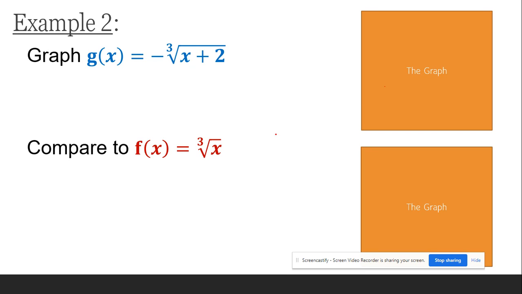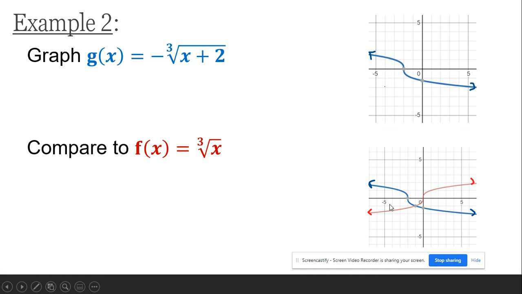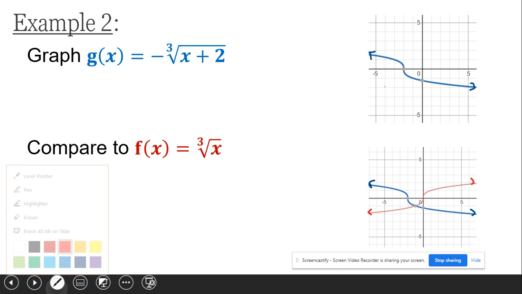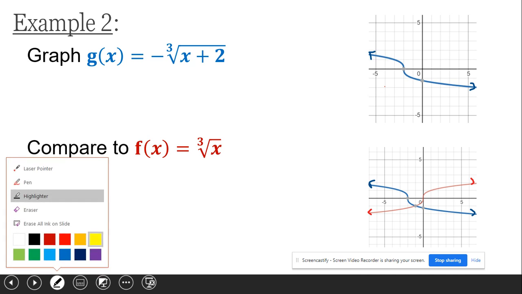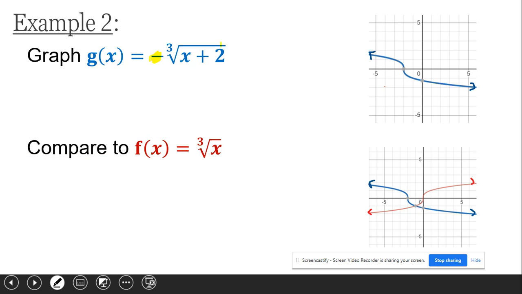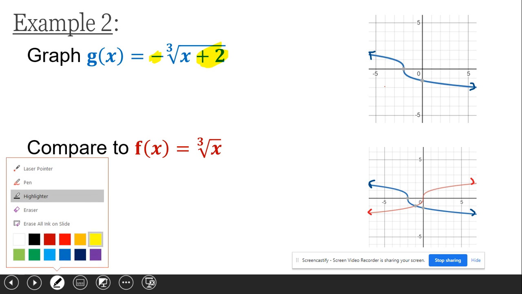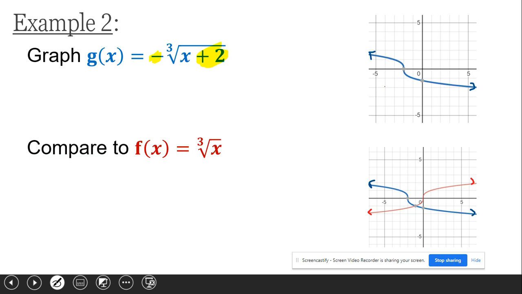Example number 2, we want to see what's going on here. We can see that there are 2 things that are happening here, okay? Let's highlight both of those things. We've got that negative on the outside, and then we've got that plus 2 on the inside here. If we realize what that negative does, that negative makes a reflection. So we have a reflection, and our reflection is in the x-axis. It flipped across the x-axis here.